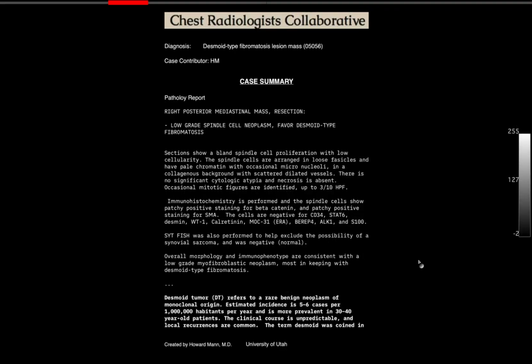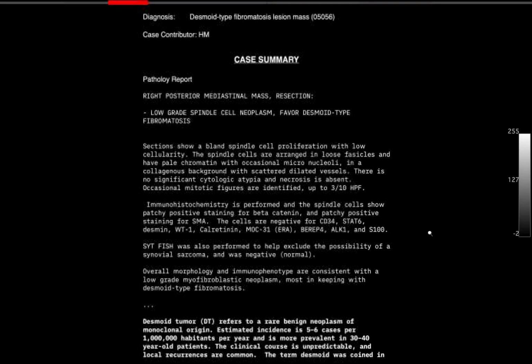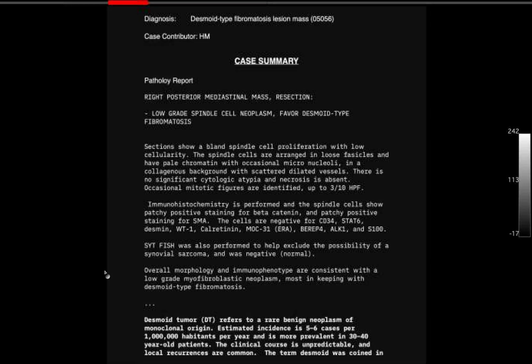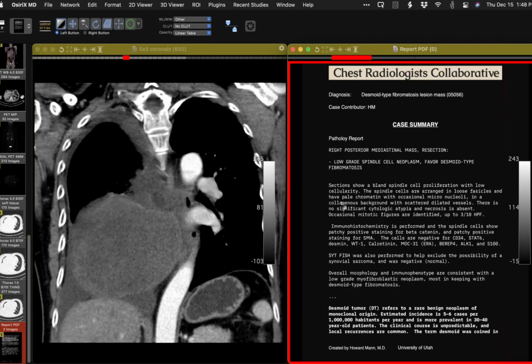So here we go. It's interesting. Look at the pathology description, which is really interesting. You can see it's spindle cells, low cellularity, arranged in loose fascicles. It's mostly negative for all kinds of cell surface receptors. And this is the one that they do for synovial cell sarcoma, the previous case. But ultimately, they decided that this was a desmoid type of fibromatosis lesion.